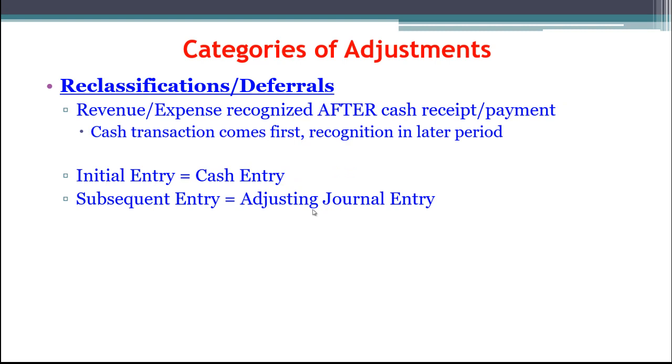Now, the other main branch would be the reclassifications or deferrals, sometimes called prepaids as well. This is when essentially the cash transaction comes first, but then we need to record revenues and expenses later when something actually happens. So the initial entry is just a regular old cash entry, a regular transaction, not an adjusting entry. And then the subsequent entry will be the adjusting journal entry to reflect that, hey, something has happened, we've used something up, we've earned something, whatever.